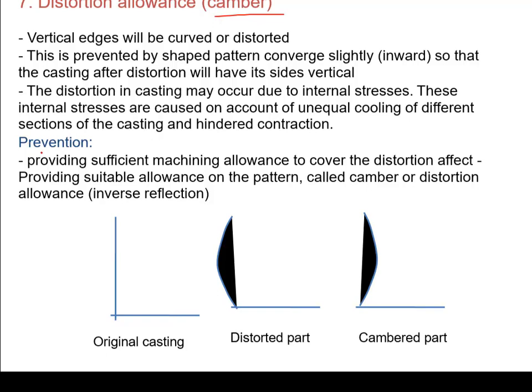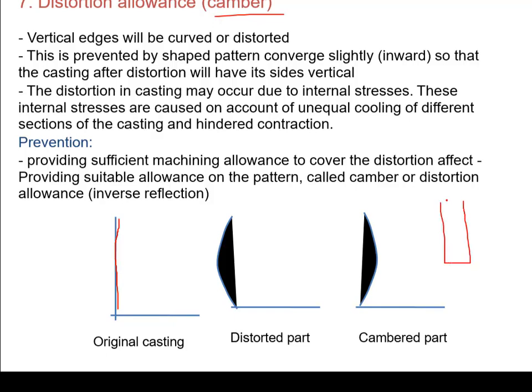And for prevention, sufficient machining allowances are provided to cover the distortion effect, providing suitable allowances on the pattern called camber or distortion allowance. Inverse reflection also, we can say that this is the distorted part and this is the cambered part. Okay, and this is the original casting. If we require this original casting, and if we don't use the distortion allowances, this is the distorted part. And this can also be the cambered part.